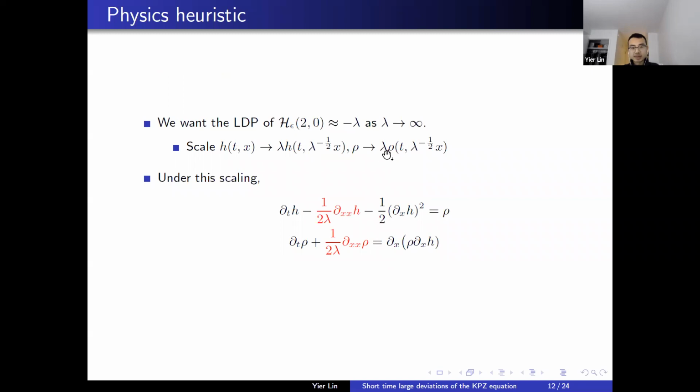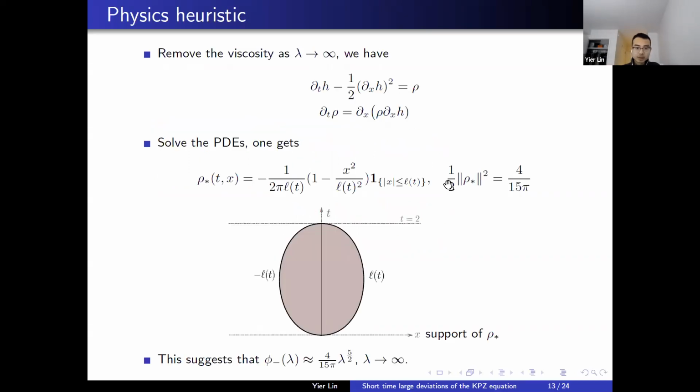you will have an extra lambda square coming out because you're taking the square of the L2 norm. And by a change of variable, where you replace x by lambda to the 1/2 times x, you'll get an extra lambda to the power 1/2. So altogether, you'll get lambda to the power 5/2 up here. This is basically the heuristic why you would expect this 5/2 power law to appear.